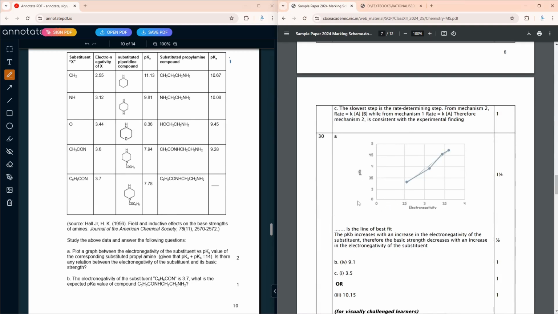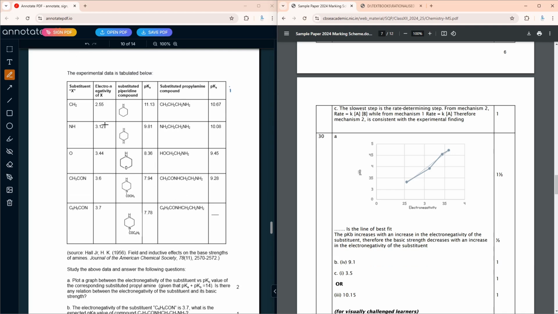Essentially, what we've just done is plotted a graph between the electronegativities and the value of pKb. That's it. Now, is there a relation between electronegativity and the basic strength? We've noticed that pKb increases with the increase in electronegativity. So basic strength decreases when the electronegativity increases. Logically this also makes sense, because that will mean that these electronegative ones will decrease the basic strength of our molecule.